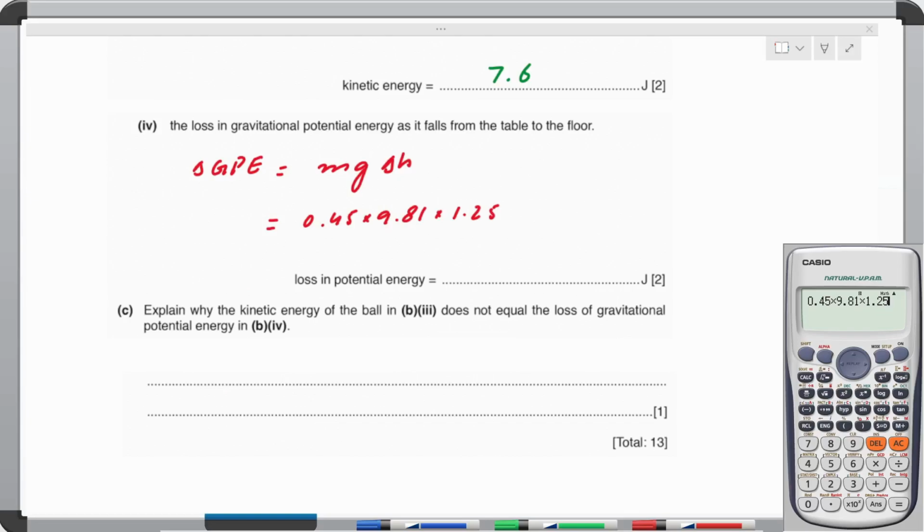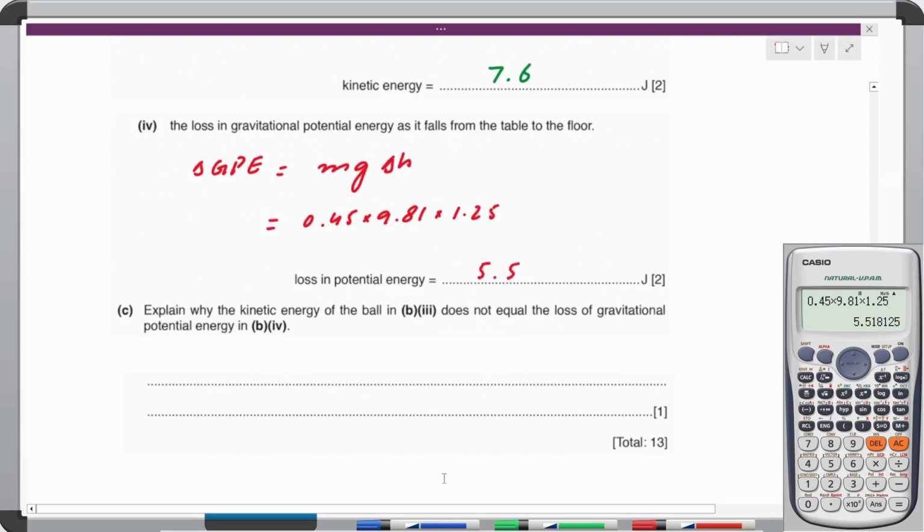So let's move on to the next part. In the next part, they ask, explain why the kinetic energy of the ball in B3 does not equal the loss in gravitational potential energy. So the kinetic energy just before the ball touches the ground, in principle, should equal the loss in gravitational potential energy. Or in other words, loss in GPE should equal the gain in kinetic energy.